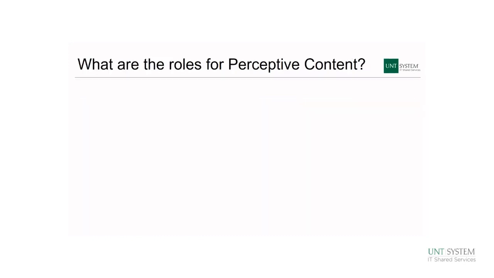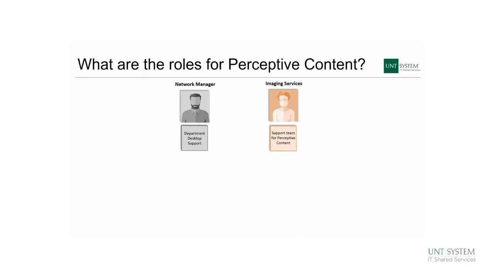Let's talk about the roles for Perceptive Content. We're going to talk about the key job functions for your imaging system, both technical and functional. First, there's Imaging Services. We're the support team for Perceptive Content. Your network management team is also a crucial partner. They support all of your hardware, your computers and scanners, including software installation.